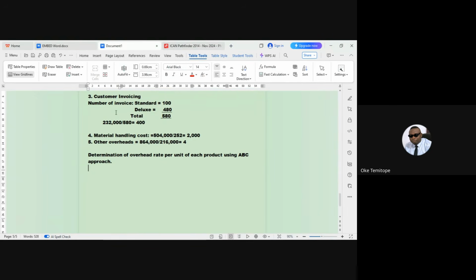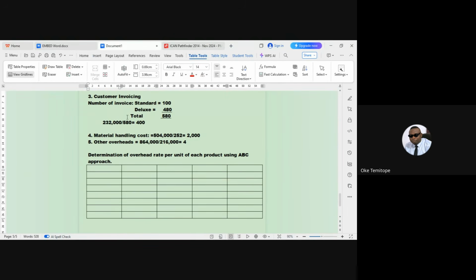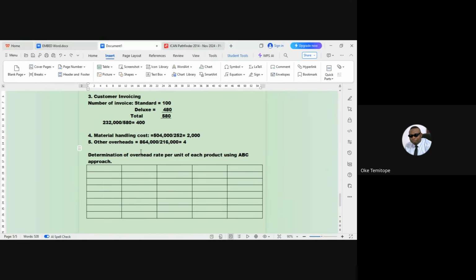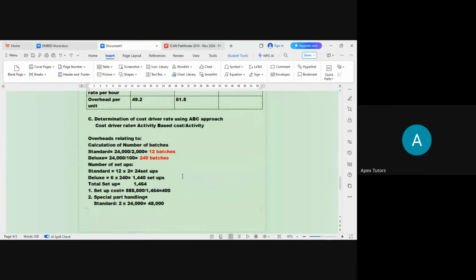Hello, sir. Yes, sir. Please, I have a question. Though I've asked in the message, I didn't get a clarification. How do we get the 12,240 that gives us 252 under material handling? This 252, sir. Yes, I highlighted it at this point when I was trying to explain.